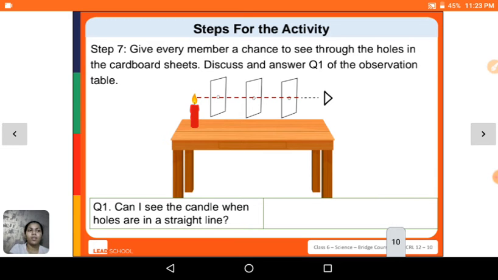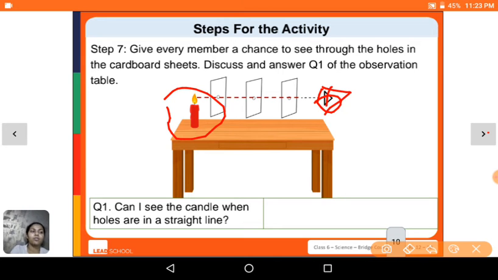So when you stand at this point and look, you can see the candle here from this hole. Yes, we can see the candle. Yes, right?